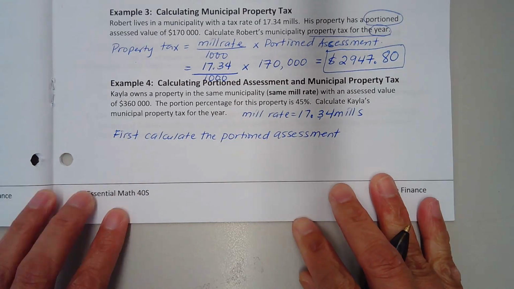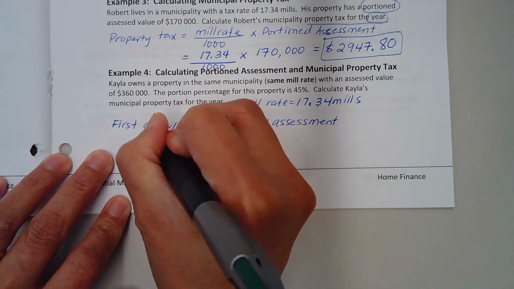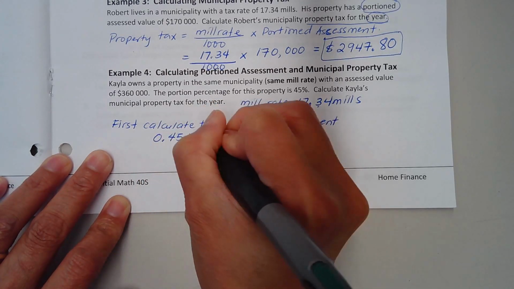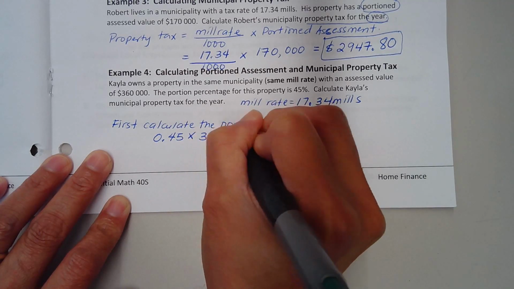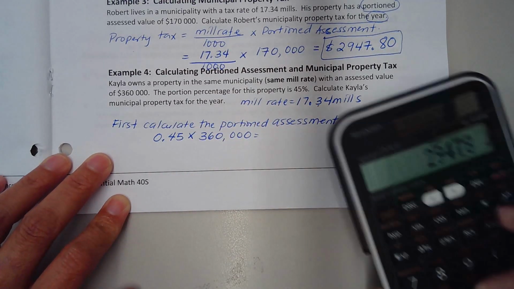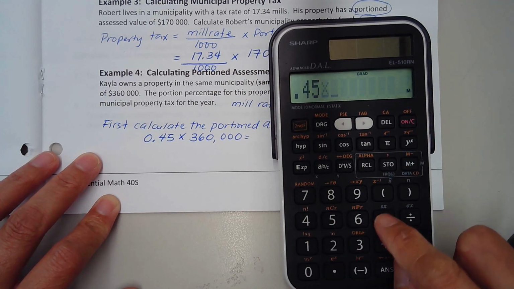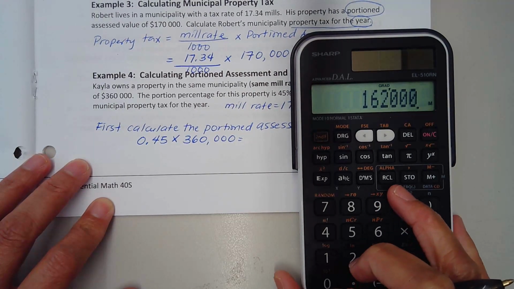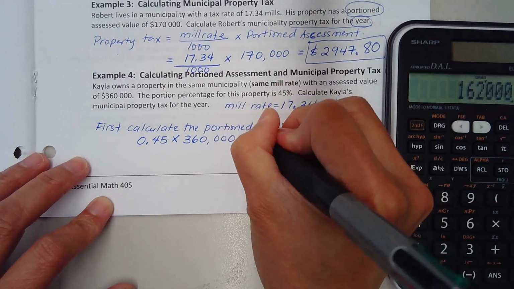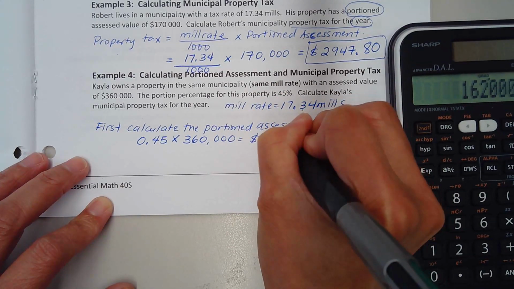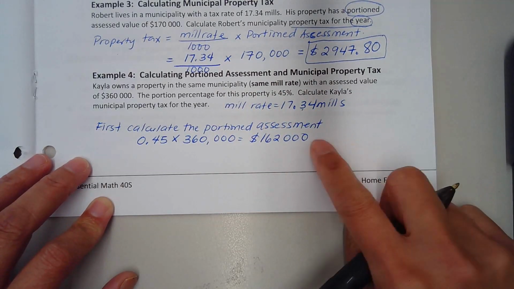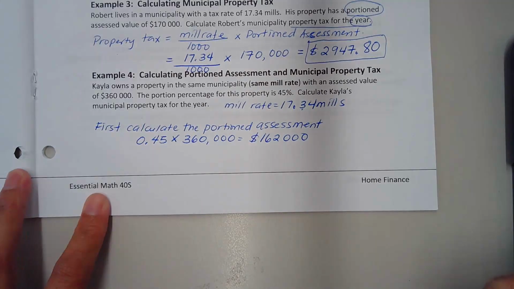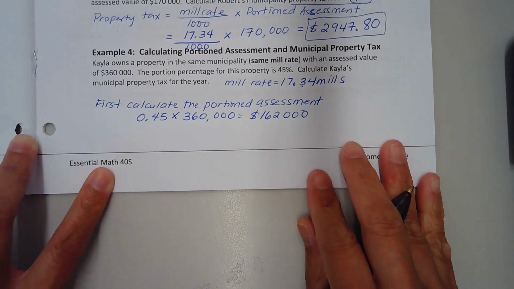First we got to calculate the portion assessment, and to do that we know it's going to be 45%, so 0.45 times 360,000. So our portion assessment is $162,000. So this amount is what our property tax bill will be based on. Okay. Next.